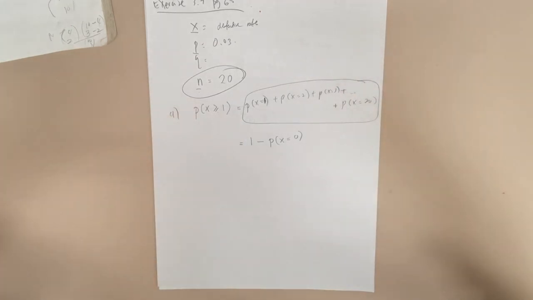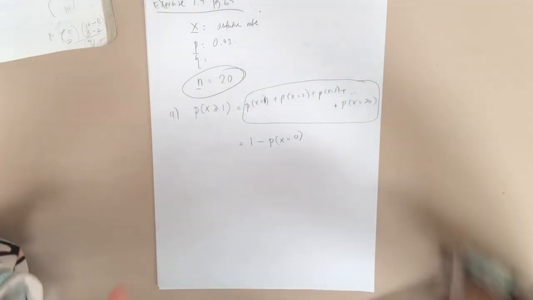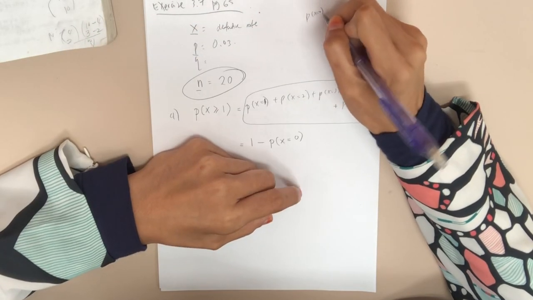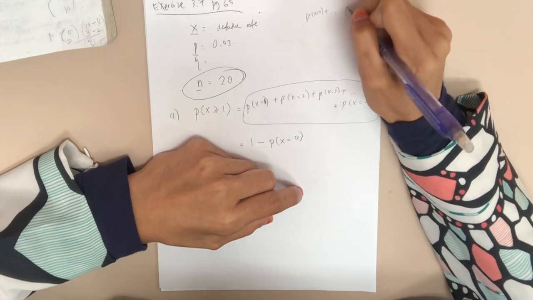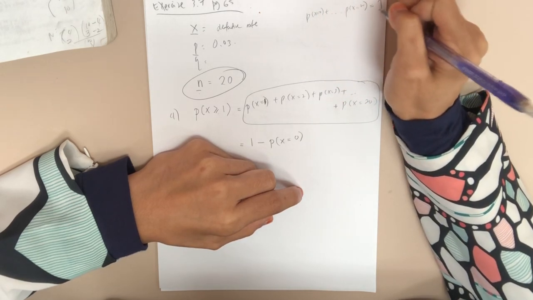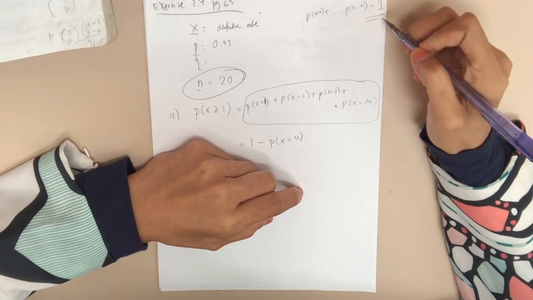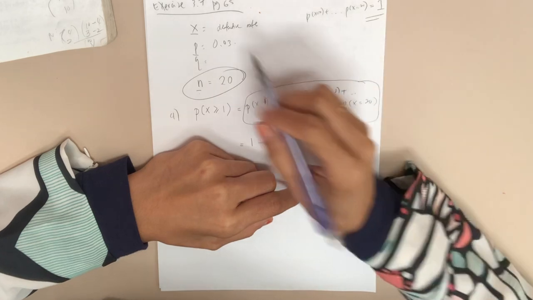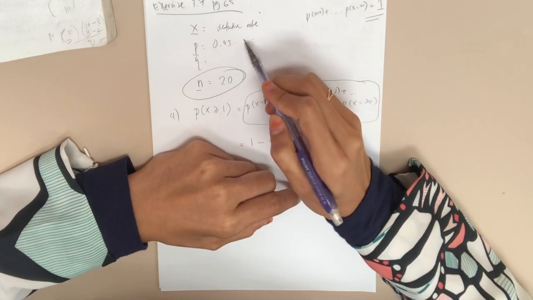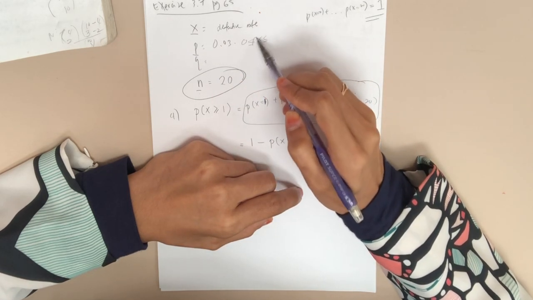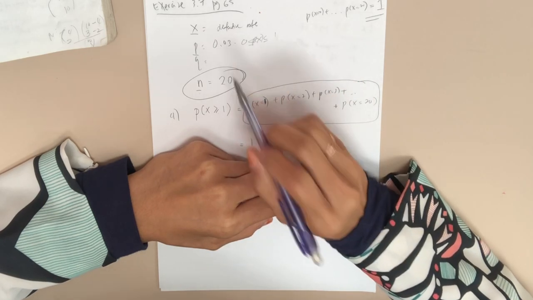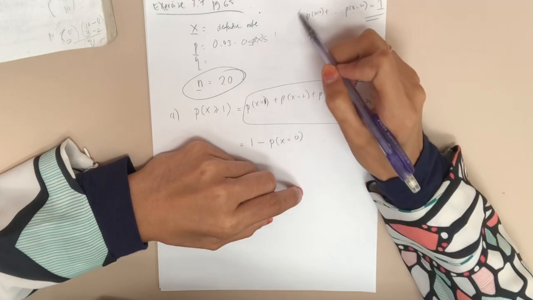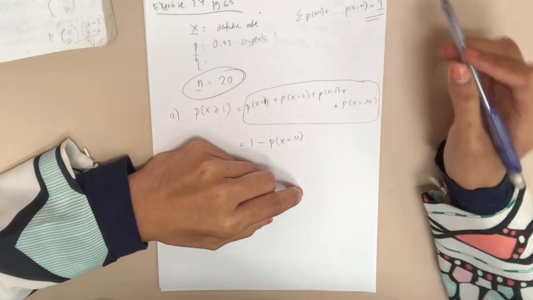Is it clear? Okay, I repeat again, because we know that the total probability from P at 0 until P at 20 must be equal to 1. These are the properties; you need to refer back. If you have forgotten, look at my slides again. I already mentioned that there are two properties. The first is that the probability must be between 0 and 1, which is 0 point something, not more than 1. And the second is that the total of all the probabilities must be 1.